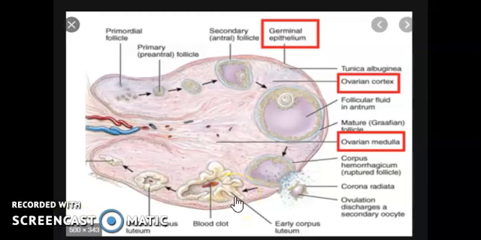The remaining part of the follicle changes into a temporary endocrine gland called the corpus luteum. If fertilization does not take place, the corpus luteum starts to degenerate and converts into a white scar called the corpus albicans.